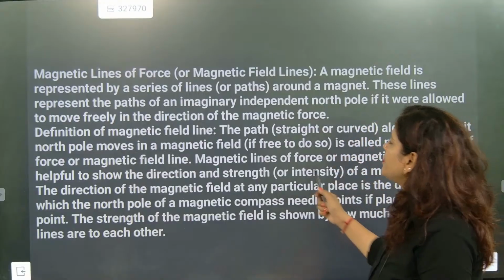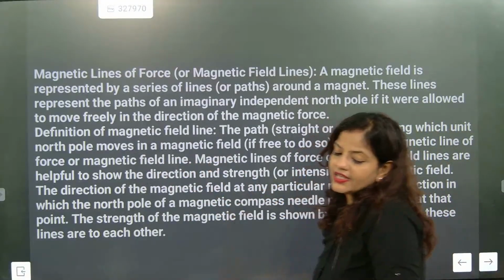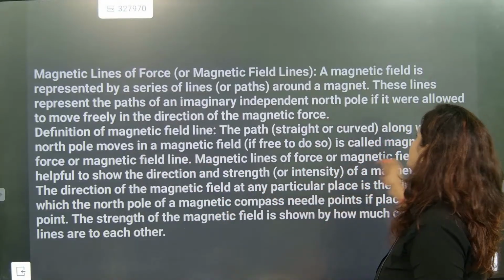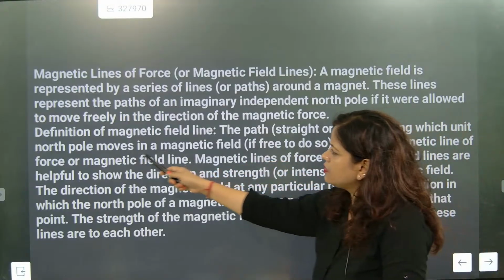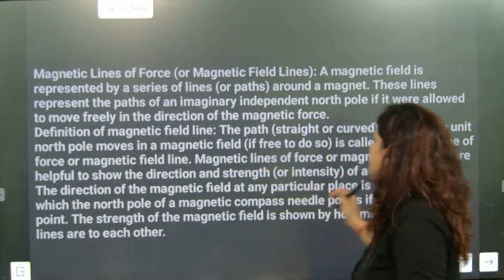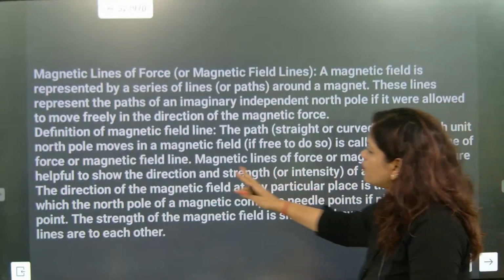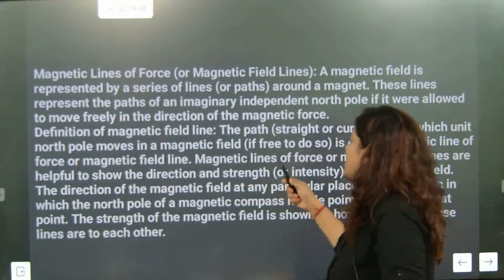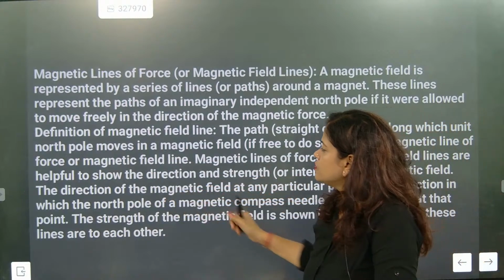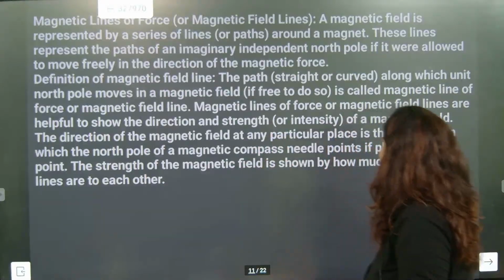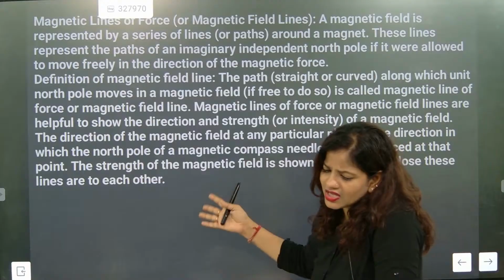Understood? But here, beta, what is the definition of magnetic field lines? The path, straight or curved, along which a unit north pole moves in a magnetic field is called magnetic lines of force or magnetic field lines. The magnetic field lines are helpful to show the direction and strength. Definitely we came to know about it all, everything I have discussed.